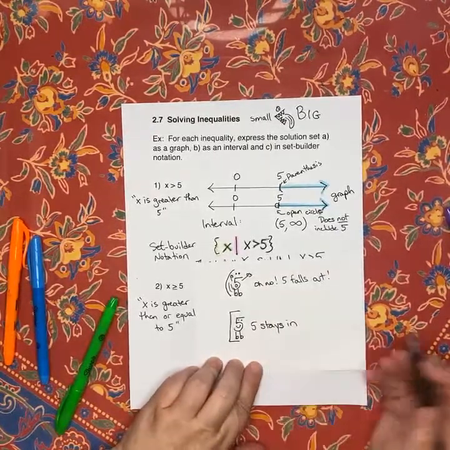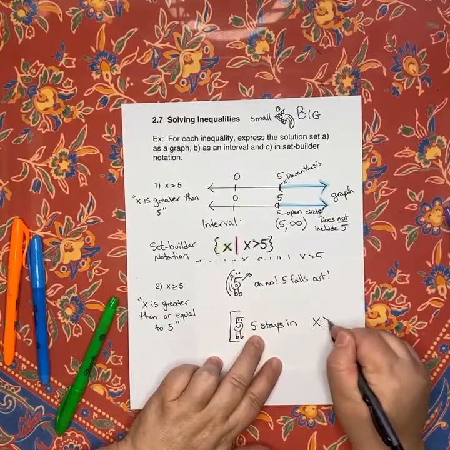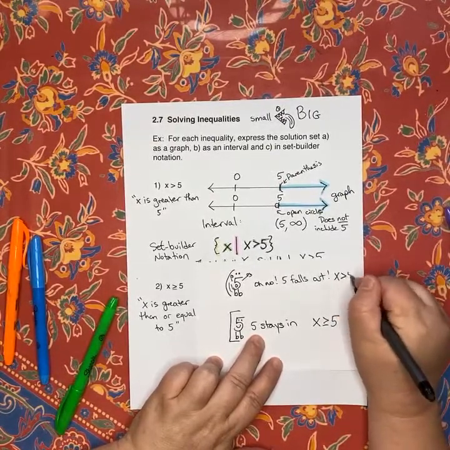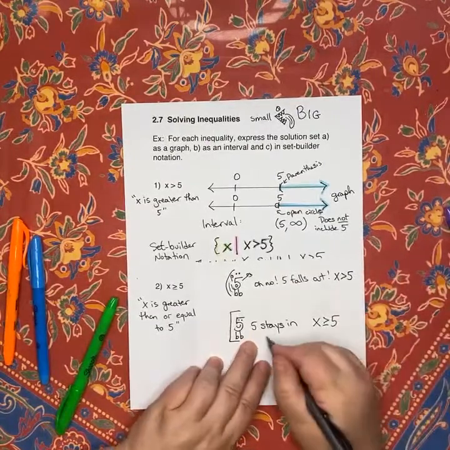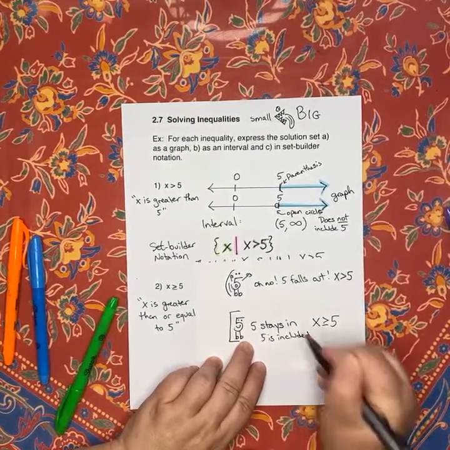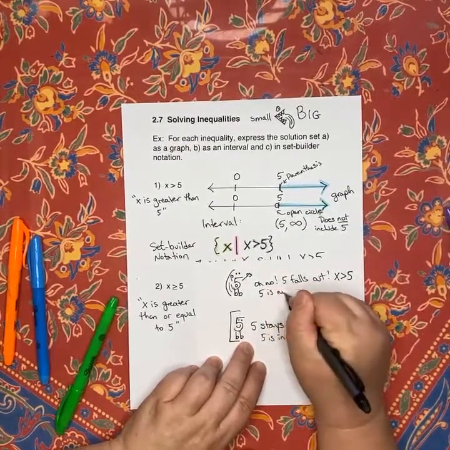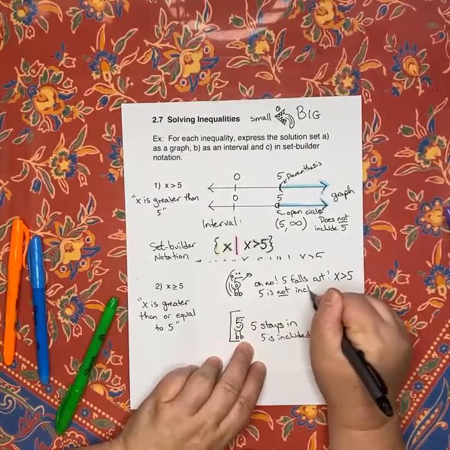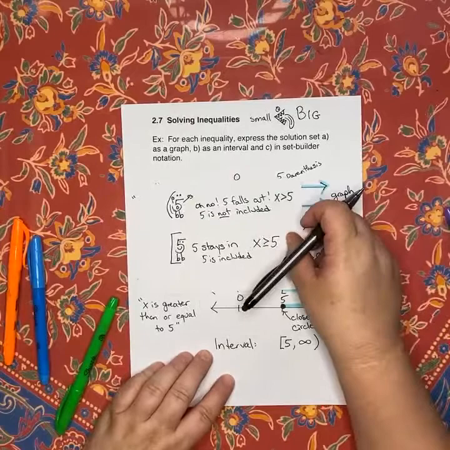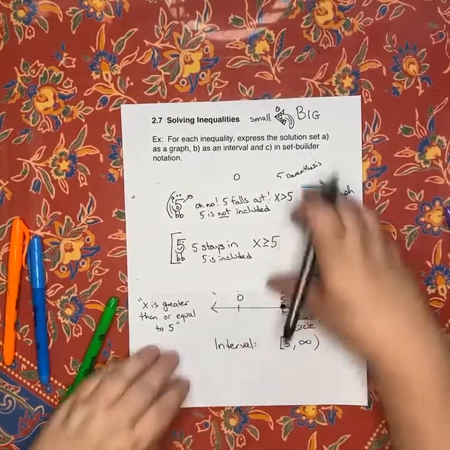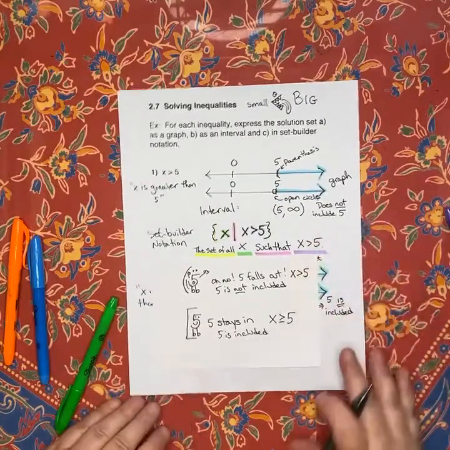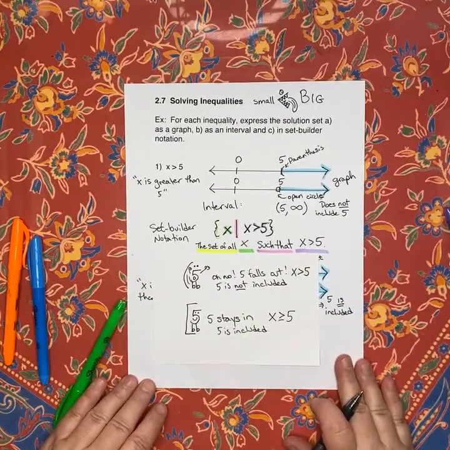So this is going to be x is greater than or equal to 5. And this is going to be x is strictly greater than 5. 5 is included. 5 is not included. There you go. I will put that in the notes as well, if you want to screen grab that. So basically that's the distinction.